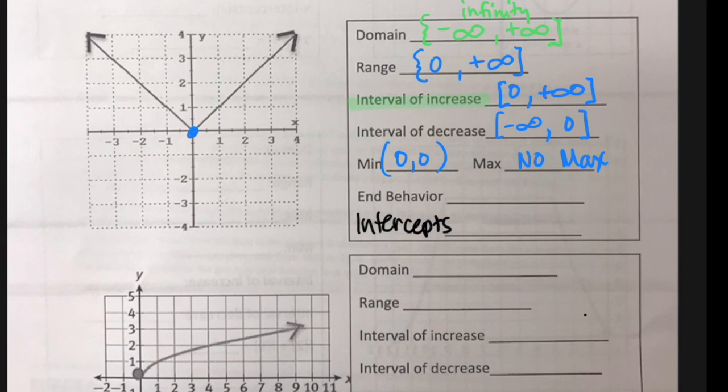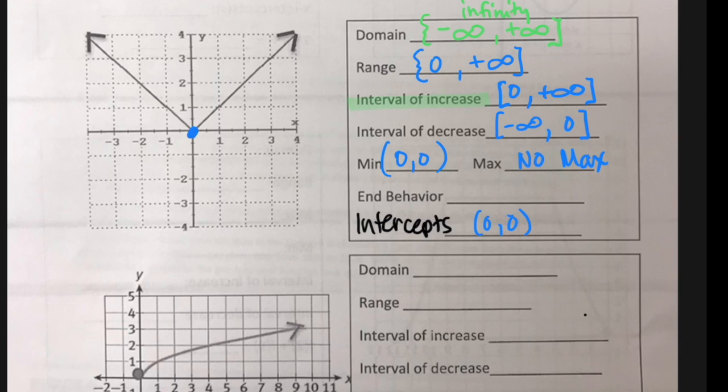When I look at my intercepts now, I notice that I don't have any. Actually, my x-intercept and my y-intercept are the exact same point. The graph is intercepting the x and the y-axis at the origin. So that would be for both.